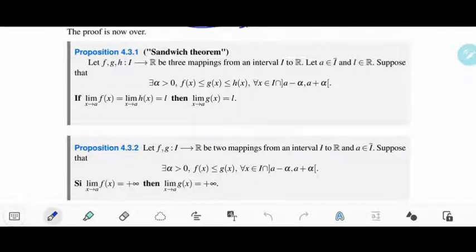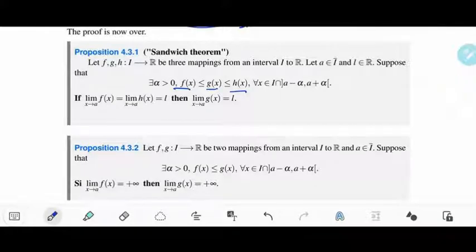Hi, we continue chapter 4 and we give two results. First, the sandwich theorem that you already know for the sequences. In this context, it says that if you have three functions or three mappings, f, g, h, from I to R, and if these three functions satisfy f of x less than g of x less than h of x around a given point a, then if f of x and h of x tend to L when x tends to a, the same limit L, then g of x will tend to the same limit L when x tends to a.